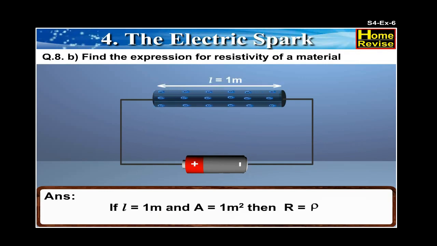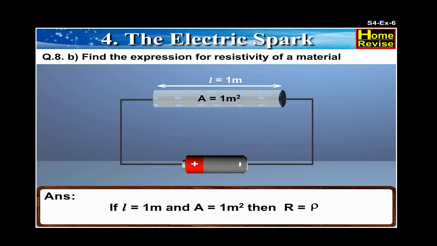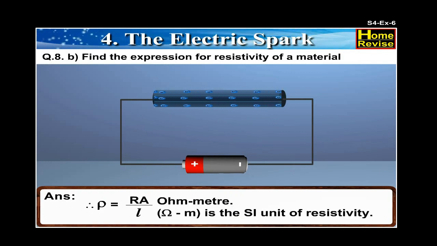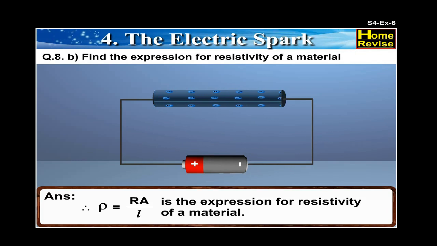If L is equal to 1 meter and A is equal to 1 meter square, then R is equal to rho. Thus, resistivity of a conductor is the resistance of a conductor of unit length and unit cross-sectional area. Therefore, rho is equal to RA upon L ohm meter. Ohm meter is the SI unit of resistivity. Rho is equal to RA upon L, the expression for resistivity of a material.